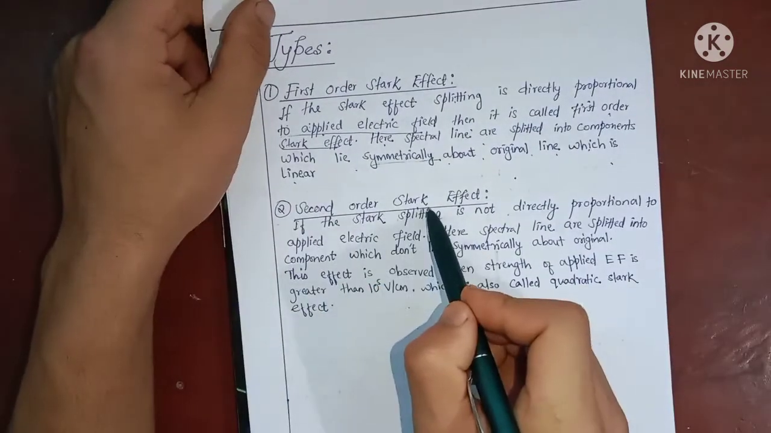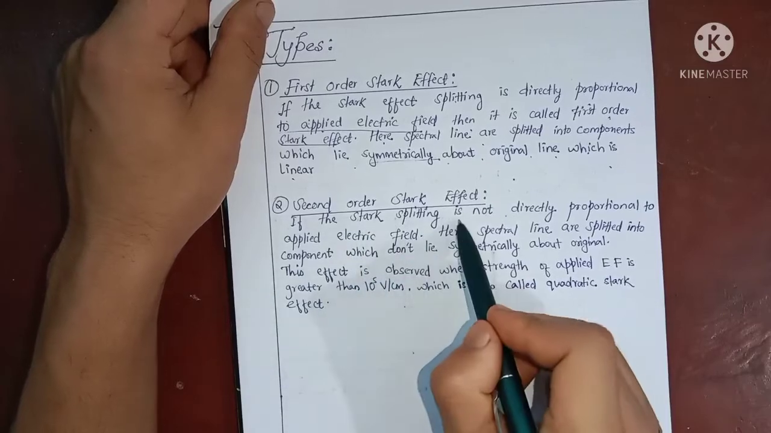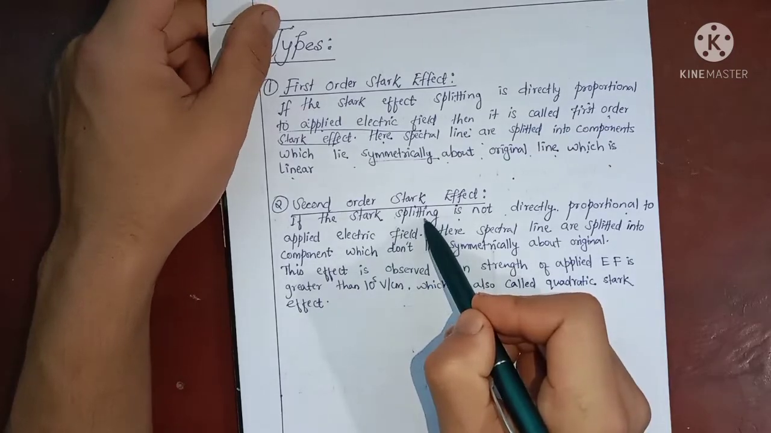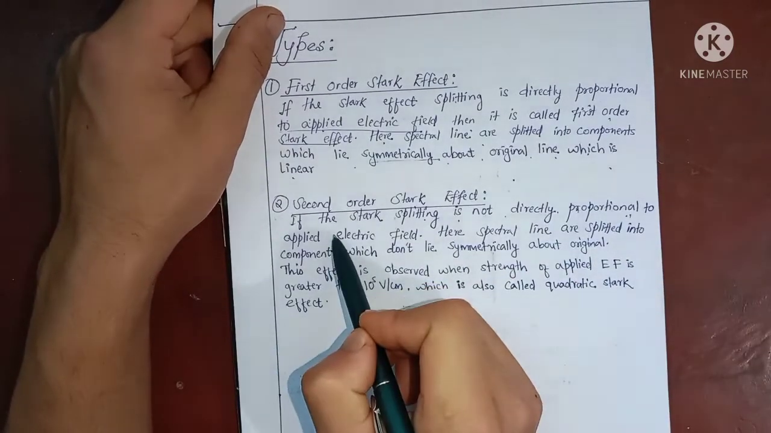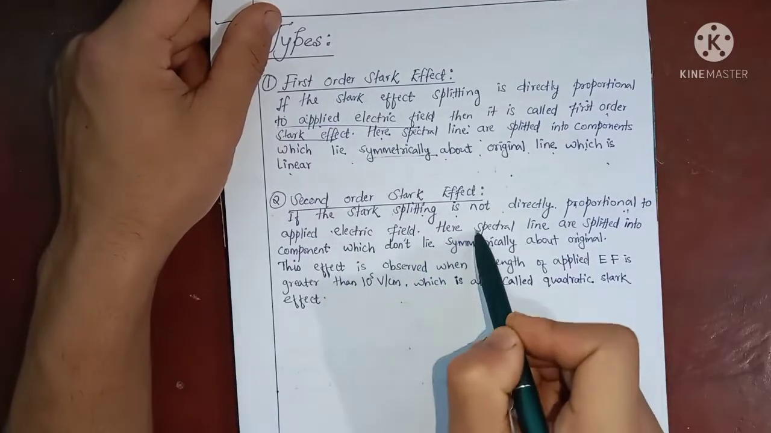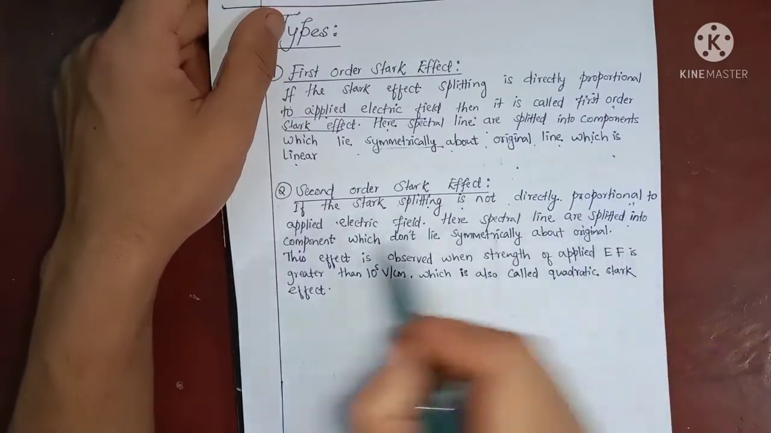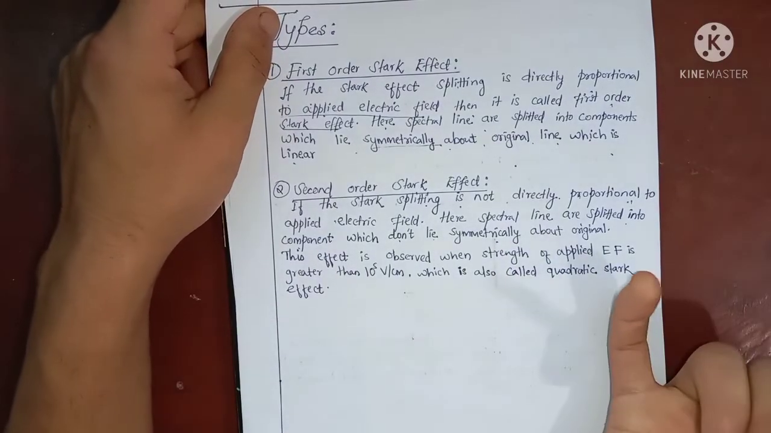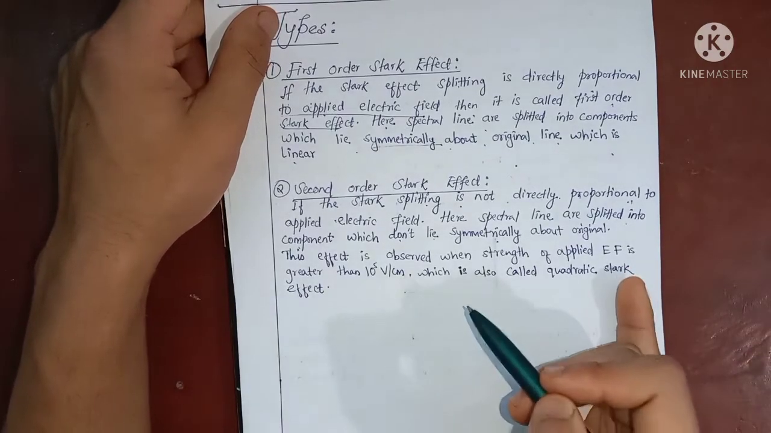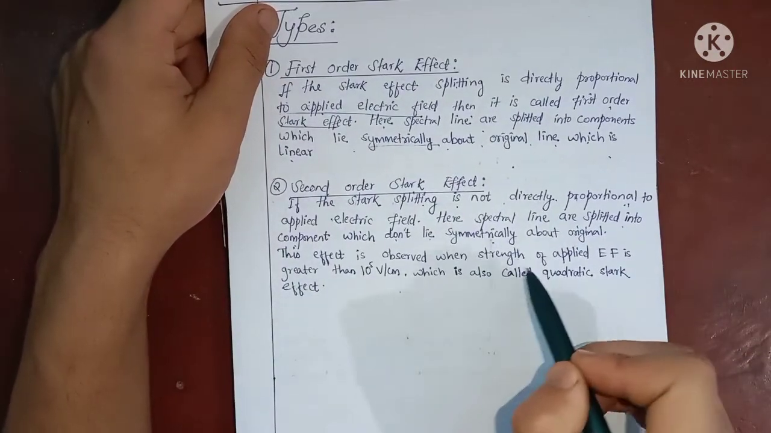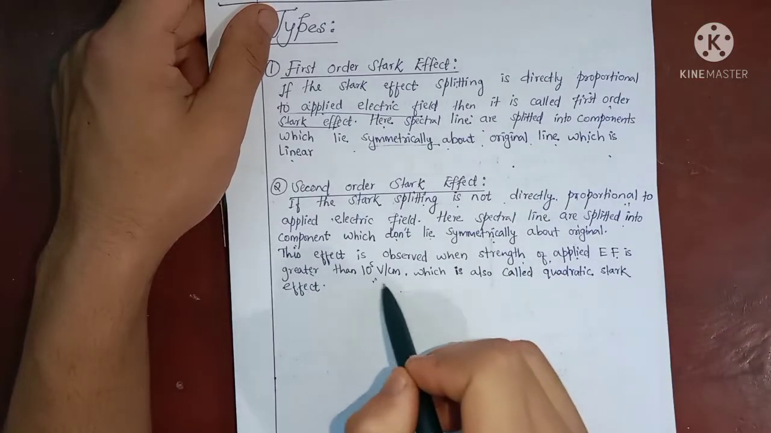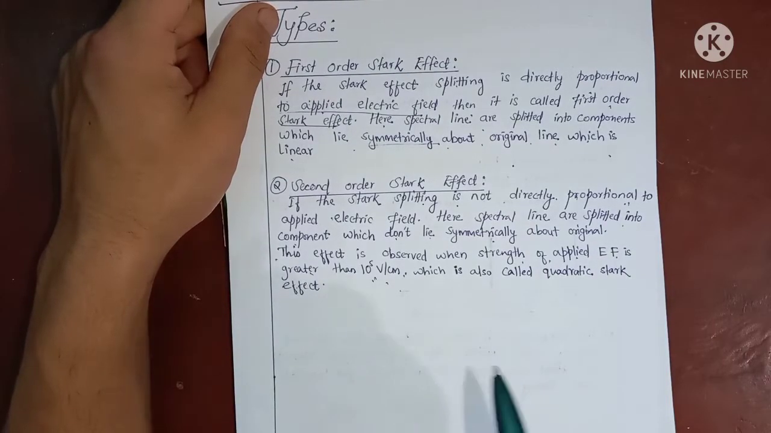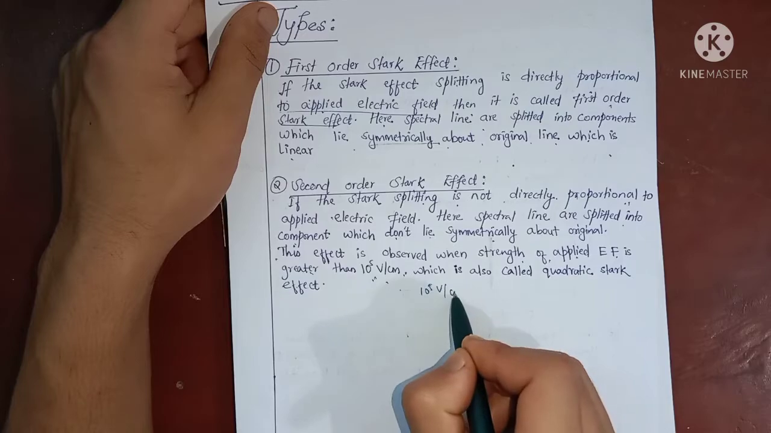Now, in the Stark effect, if the Stark splitting is not directly proportional to the applied electric field, then it is called the second order Stark effect. Here the spectral lines are split into components which do not lie symmetrically. That means it does not give a definite pattern of the spectral line about the original axis. This effect is observed when the strength of the applied electric field is greater than 10 to the power 5 volt per centimeter. As we discussed earlier, if we put the electric field greater than 10 to the power 5 volt per centimeter, then we get a strong electric field.